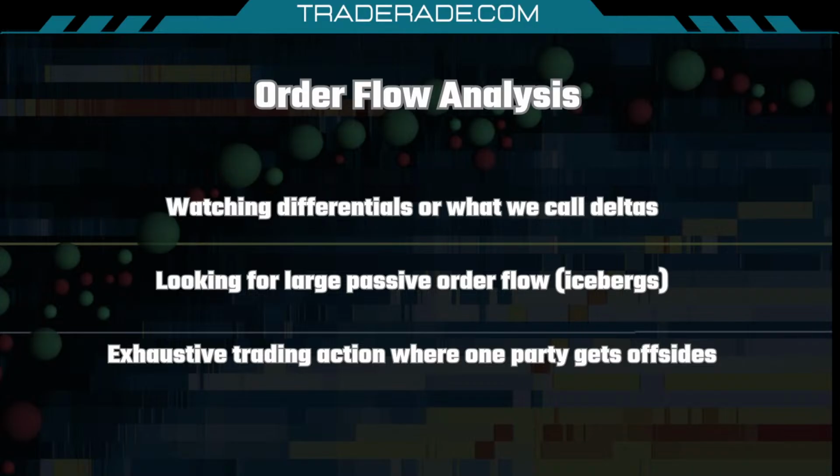And then finally, exhaustive trading action, where one party gets offsides, right? So if we look at a situation where someone's just sweeping the book, they're getting super aggressive, they're throwing tons of volume at it, and maybe they're not getting a lot out of it, you can start to see some signs of exhaustion. I've actually built an indicator that identifies exhaustion algorithmically inside of Bookmap. And that's something that helps me to find these events where you might be able to capitalize on a potential intraday reversal as well due to that exhaustion.